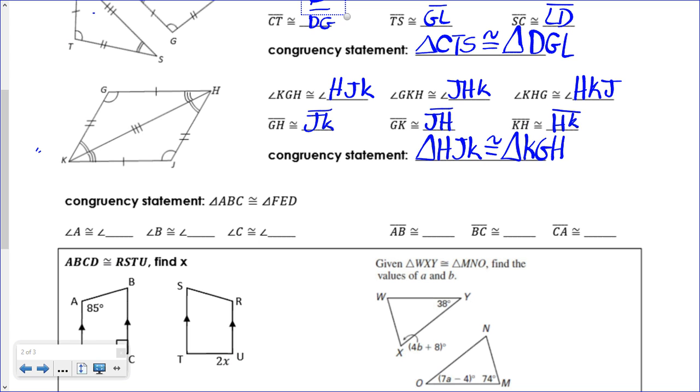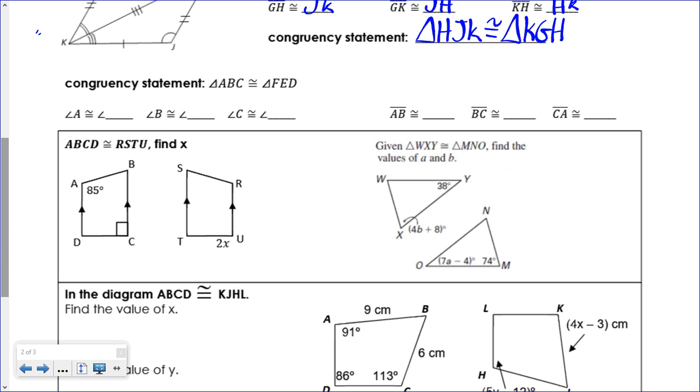All right. Is everybody picking up what I'm putting down so far? All right, I'm going to reverse it now. Instead of giving you the picture and then having you find the congruency statement, I'm going the other way around. I'm giving you the congruency statement and I want to know what all the corresponding parts are. This is actually very simple. The name tells you everything. The name is set up the way that it needs to be to show you what's corresponding to what.